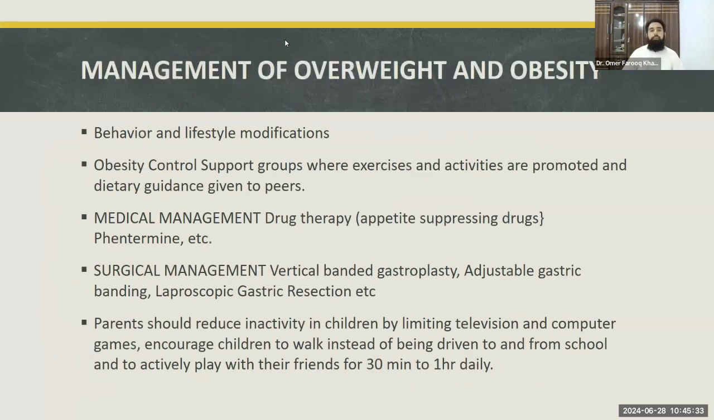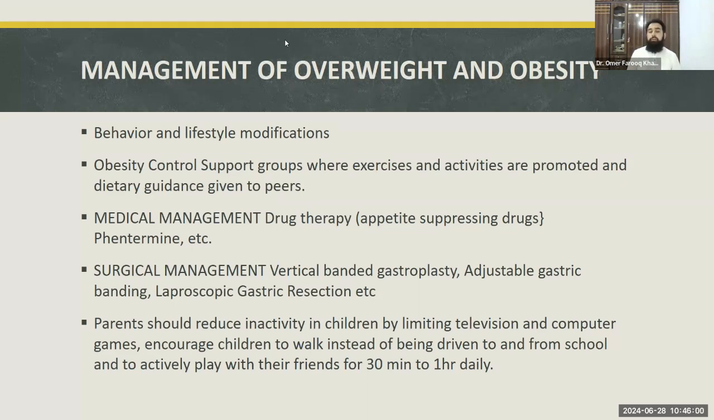Management of overweight and obesity is behavior and lifestyle modification. Obesity control sport groups promote exercises and activities, and dietary guidance is given to peers. Medical management is drug therapy. There are some appetite suppressing drugs, but these drugs have side effects, so they should not be used without a doctor's prescription or health professional supervision.